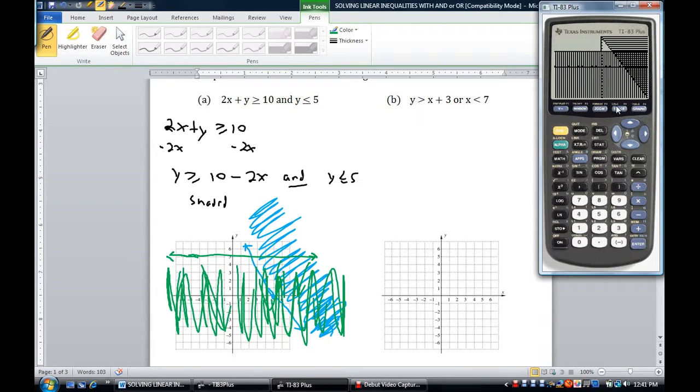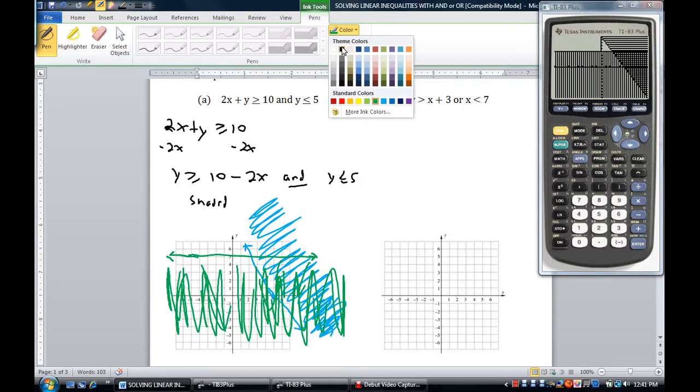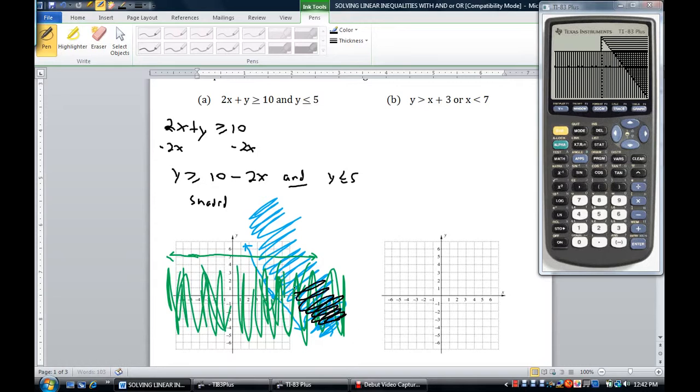You can see both of them graphed on the same XY plane. And since it is an and, where the overlap is the answer, so they're overlapping in this darkest region, which is right in here. So the intersection of the two shaded regions is the answer. And that's all we're doing.